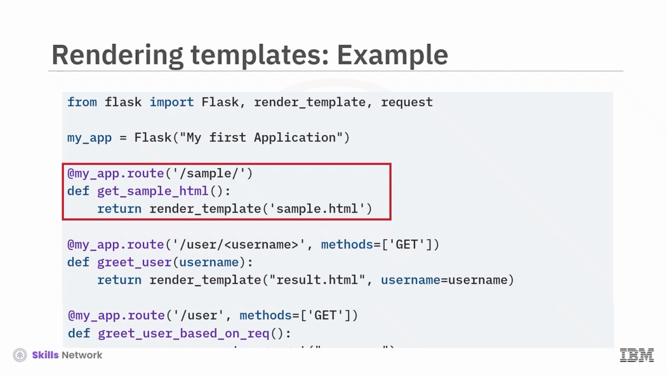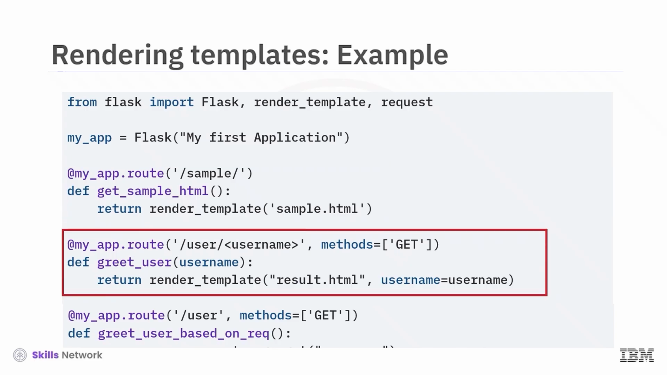In the second line, type def get_sample_html. Note there is no space between get sample HTML. In the third line, type return render_template sample.html. The next one is /user/username, where the username that you see within angle brackets is the parameter. The code is written as @myapp.root. Users specify the username methods equals get.